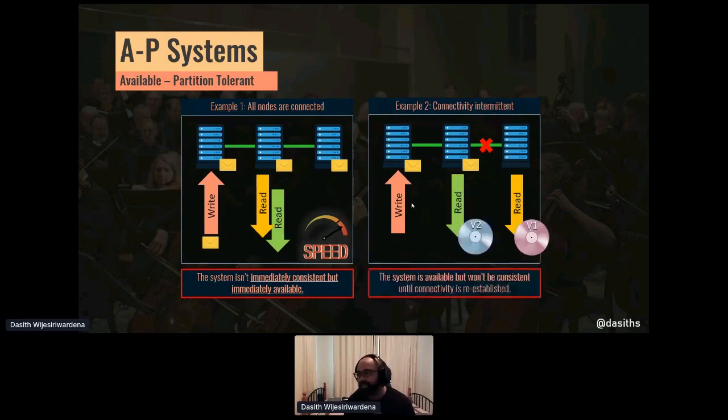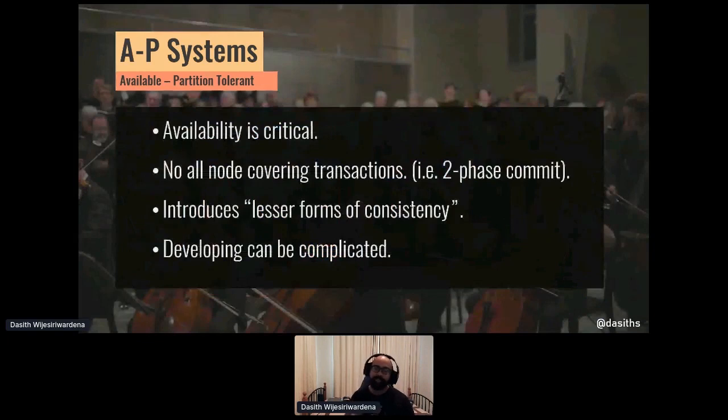And once connectivity comes back up, it will be consistent as well. This is what we call eventual consistency: nodes becoming consistent over time, but not immediately. So what does an available partition tolerance system mean, what are the design choices?